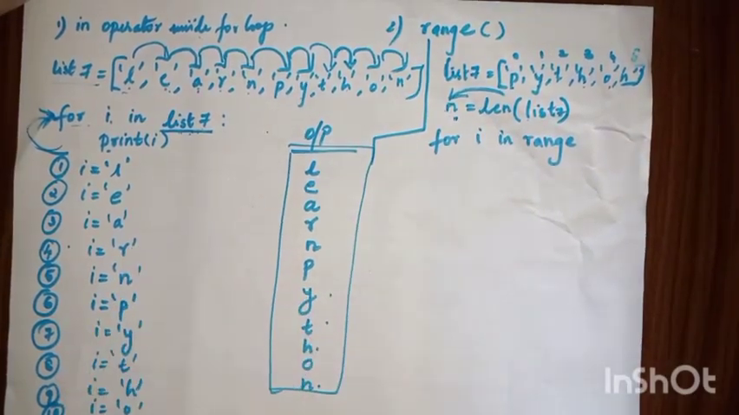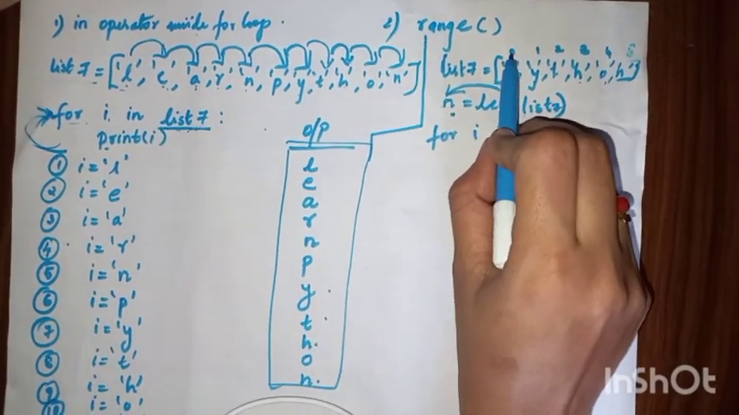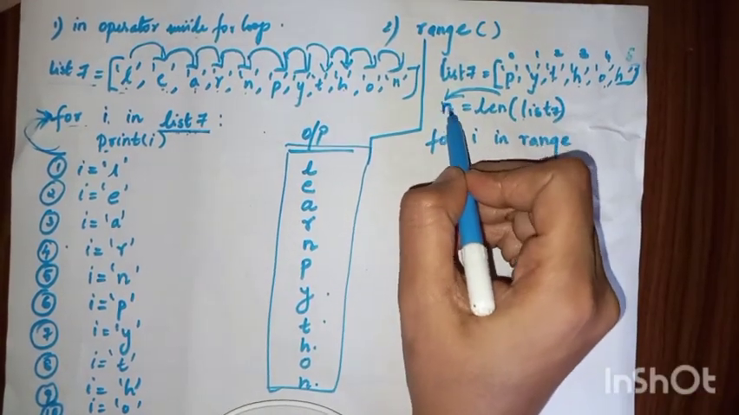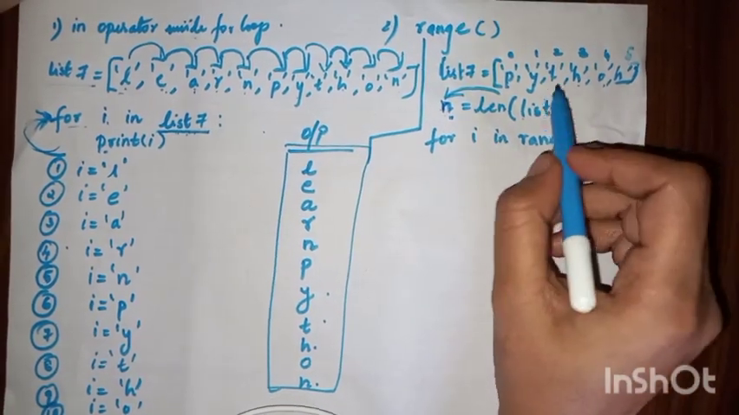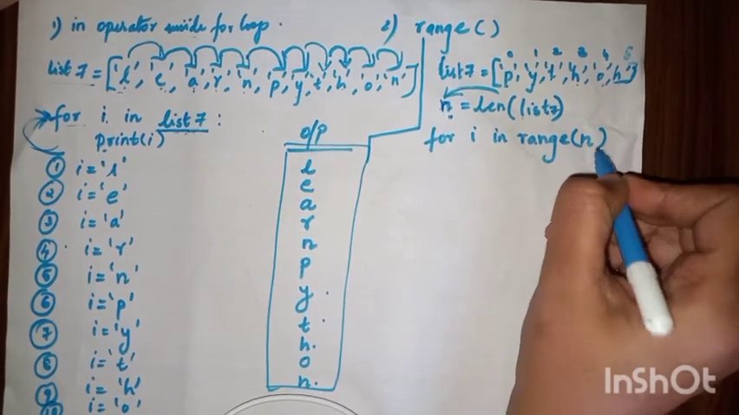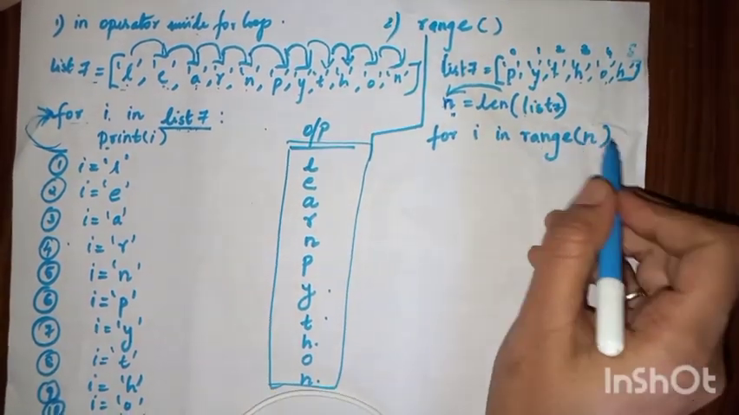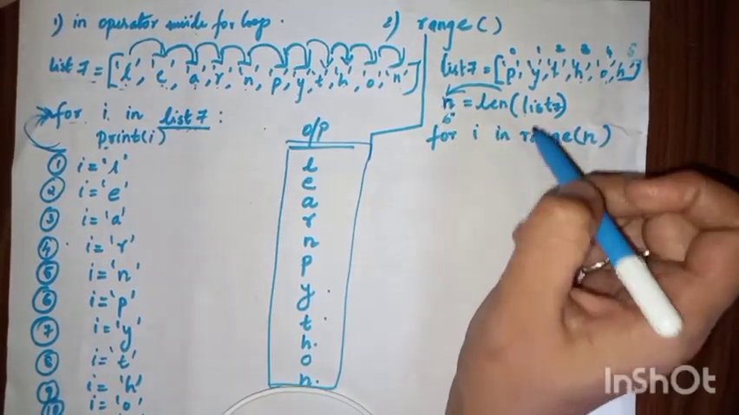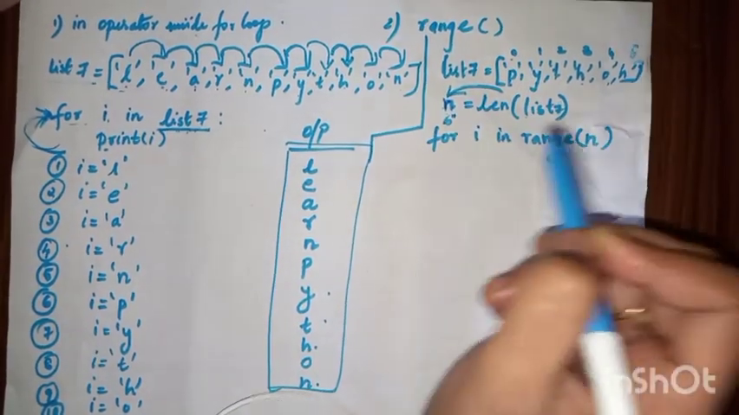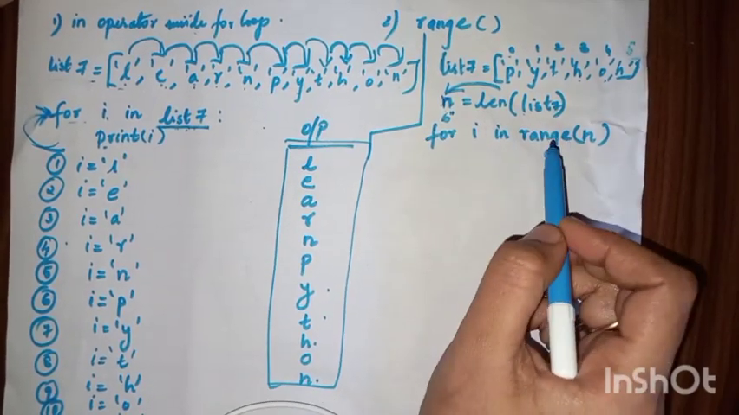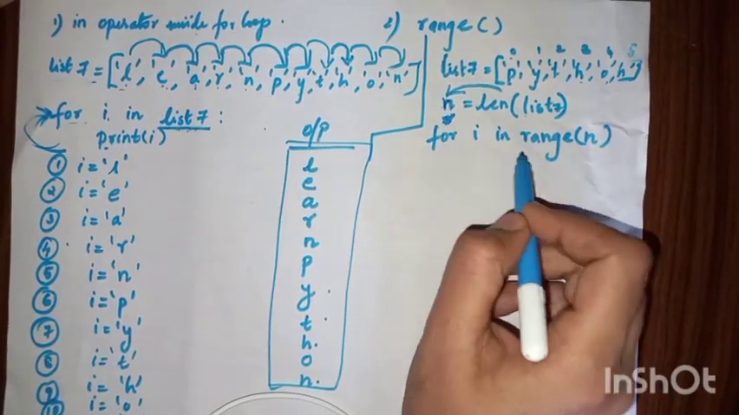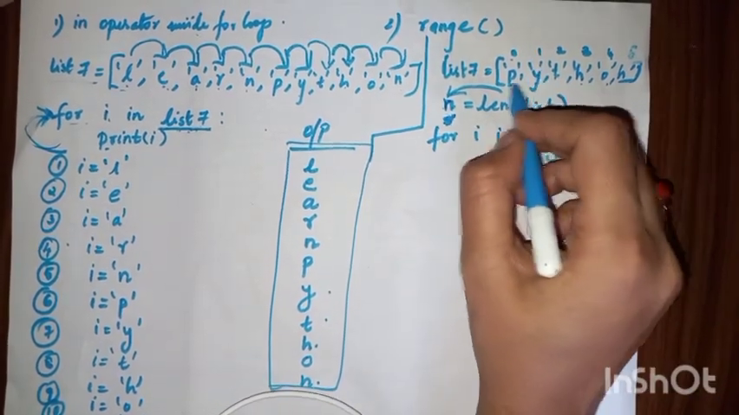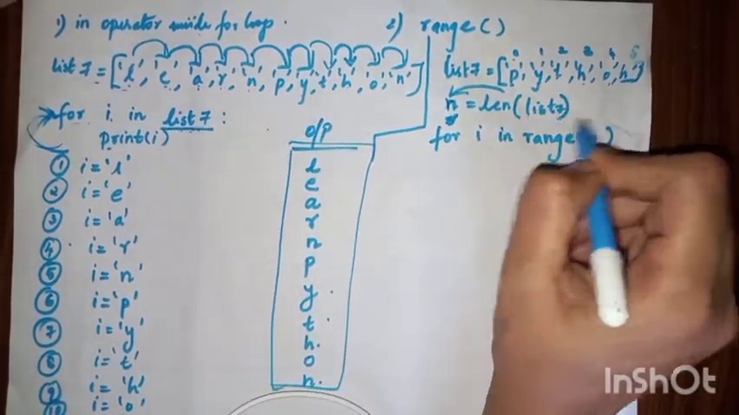Range should be what? I should iterate from 0 to 5 only. So till n, that is, for i in range of n. The value of n is 6, so from 0 to 5 only iteration will take place. So we are calculating the length. Here only 5 elements are there.